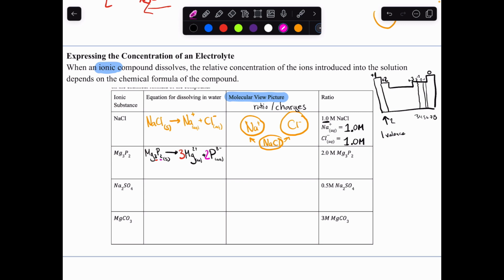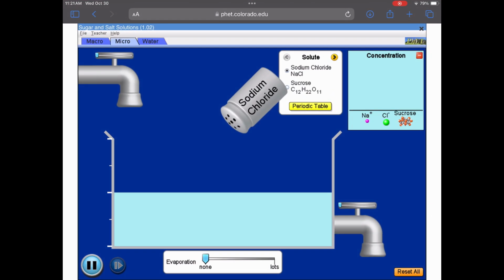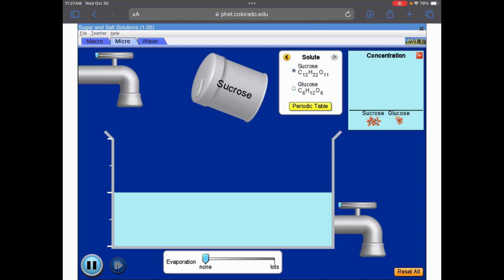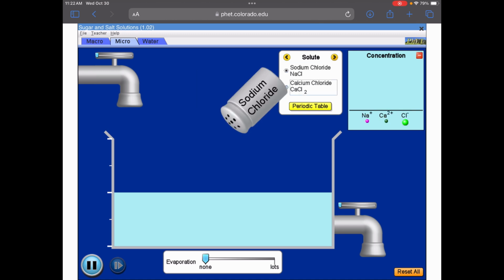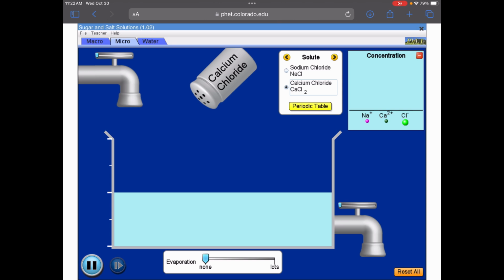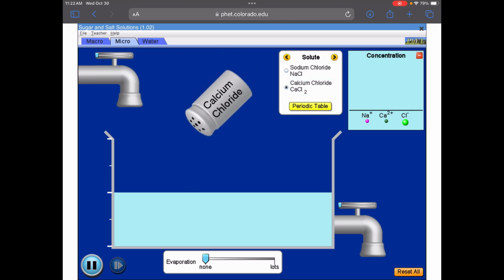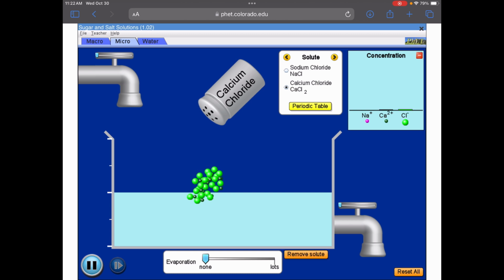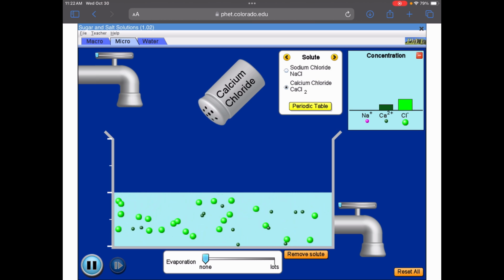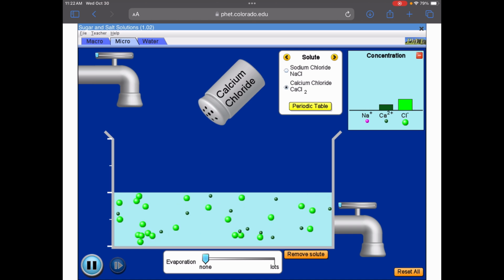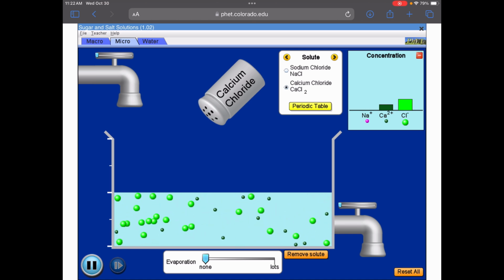Let me show you our simulation to help you visualize that a little bit, and then we'll draw the picture. I don't have this one in our options, but I have one that we can use at least. Let's use this one. Notice this one is CaCl2. When I shake it in, it goes in clumps. But then notice when it breaks down, all the atoms are on their own. They do not stay grouped together. And if you look at the bar graph on the far right, you can see there are twice as many Cl's as there are Ca's.